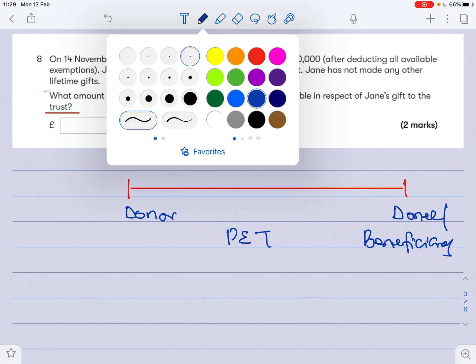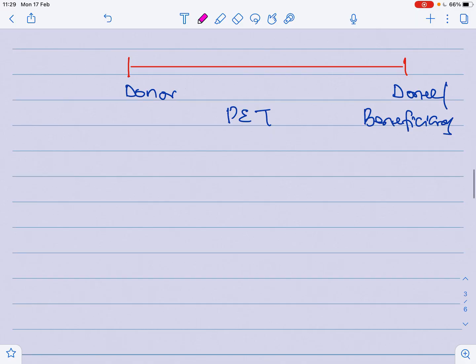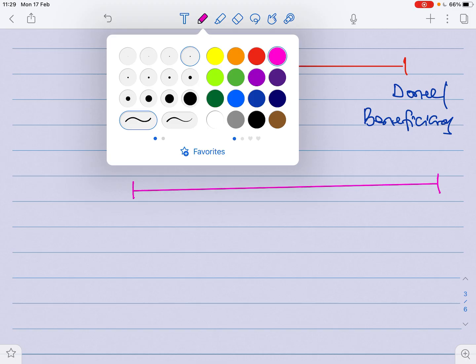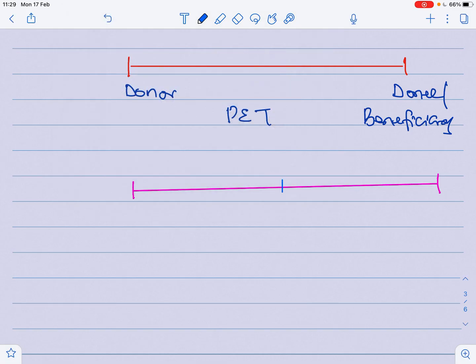But then I have another, so let me have another straight line for you. This time around, I'm going to modify the timeline. I have the donor here. I have the beneficiary here, that's the beneficiary of the gift. And I have the donee here. So this is different. It means the gift will not go to the beneficiary directly, unlike the first timeline.